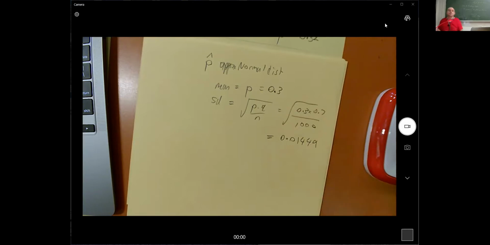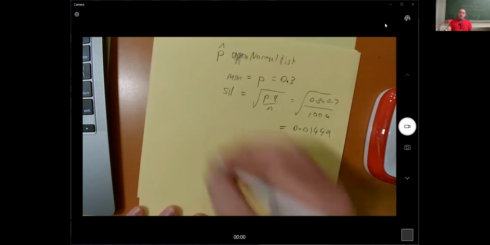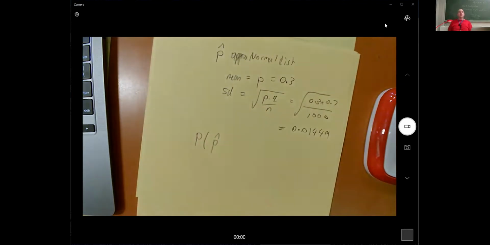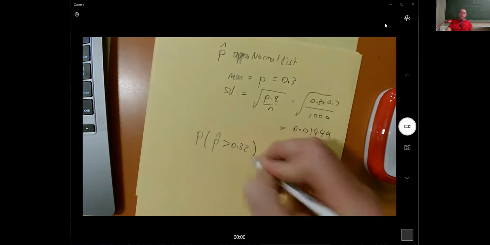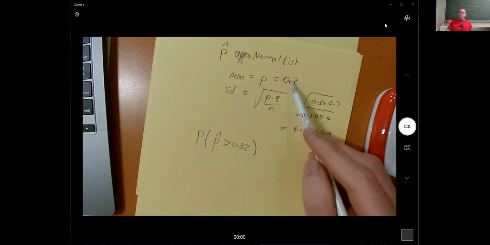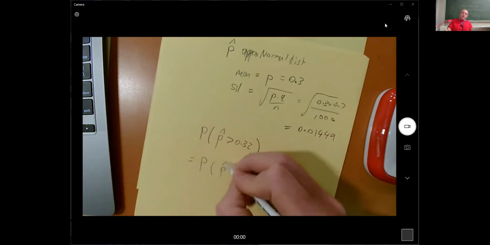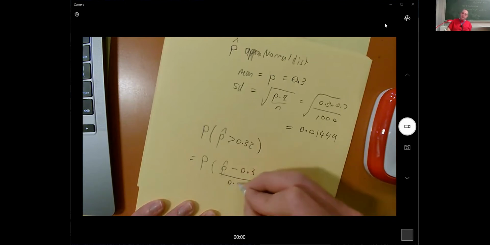Okay. So I want to know what is the probability that the specific proportion I get in my sample is more than 0.32. That's the question that I'm trying to figure out. And it's an approximately normal distribution with this mean and this standard deviation. So I should be able to subtract the mean and divide by the standard deviation.